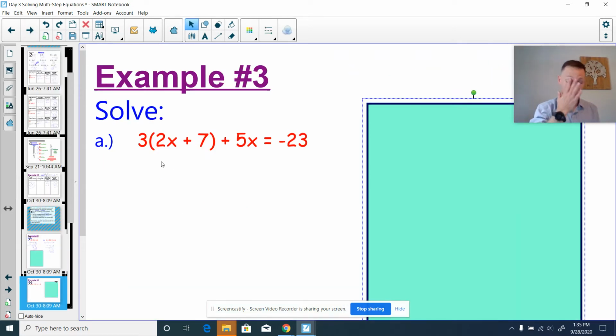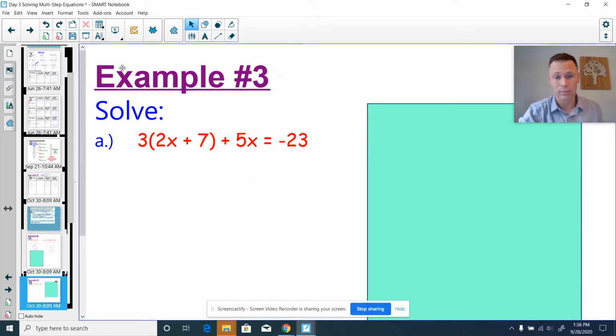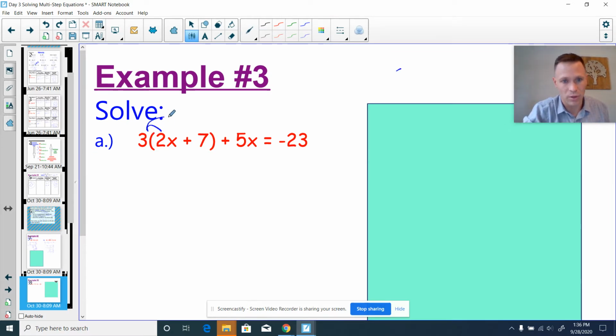All right, next problem here. So again, modeling this one. This one, I have the distributive property. So I'm going to distribute a 3. And nothing else to combine here at all. So I'm going to go ahead and work that out. So I have 6x plus 21 plus 5x equals negative 23.